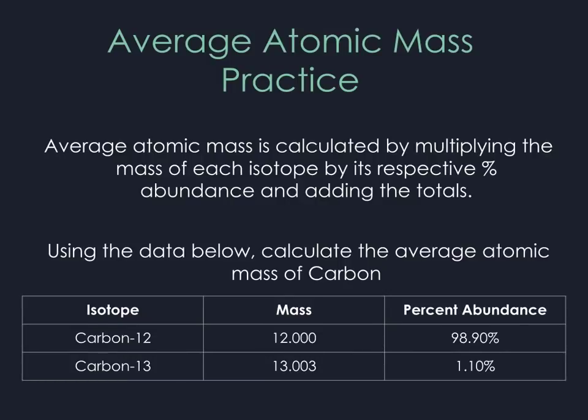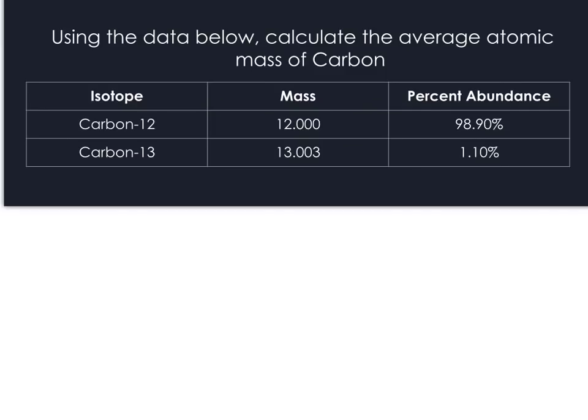Okay, I'm going to slide through this slide pretty quick, so make sure you're following along. Average atomic mass, basically we're going to multiply the mass of each isotope by its respective percent abundance, and then we add up the totals. Let me pause really quick, move the slide, and then I'm going to show you how it's done. All right, we're ready. So the way we do this, if we're calculating average atomic mass, and in this case I'm going to say it's of carbon, of course, because we're looking at carbon.